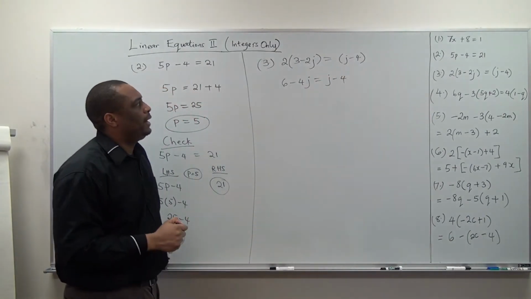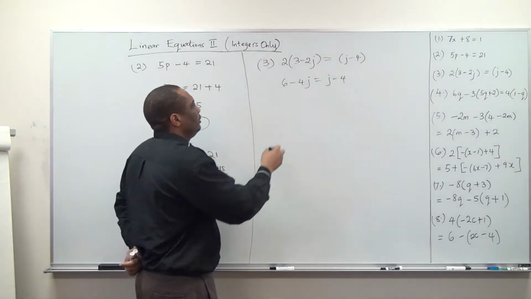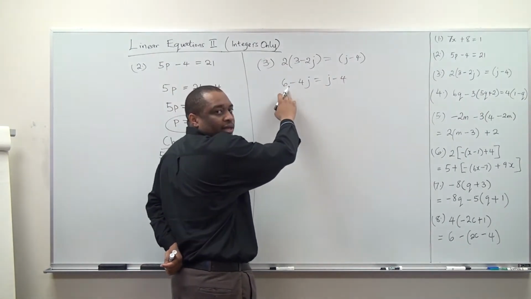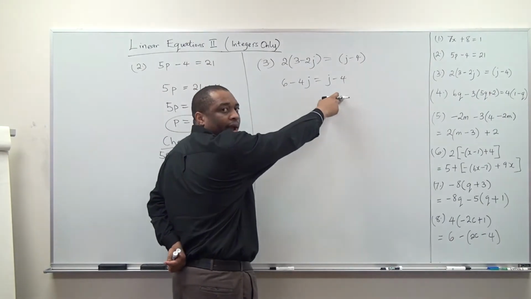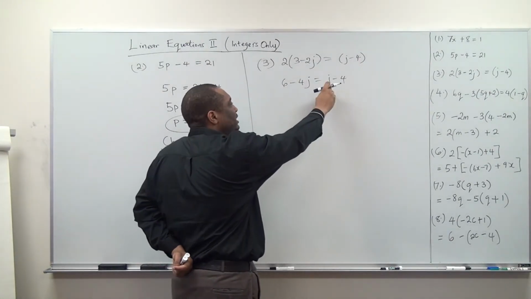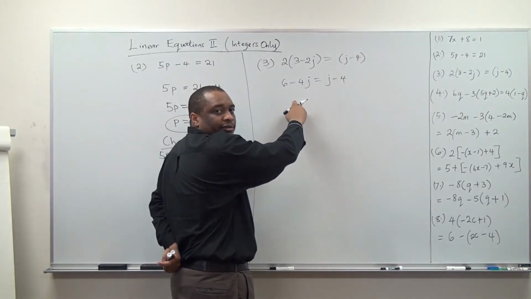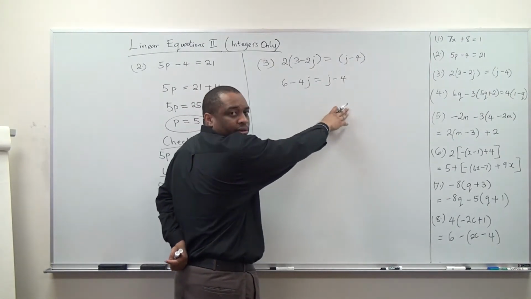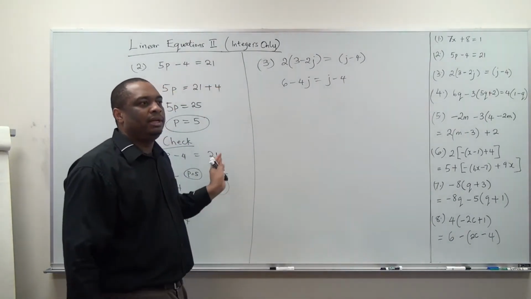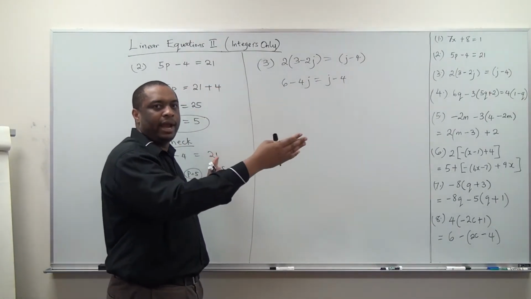If you distribute that, now 6 will move. 6 is a constant. You should move to the right. -4j is good. Is on the left. J is on the right. It should come to the left. And -4 is good. It should stay on the right. Like I said earlier, variables stay on the left, constants stay on the right.